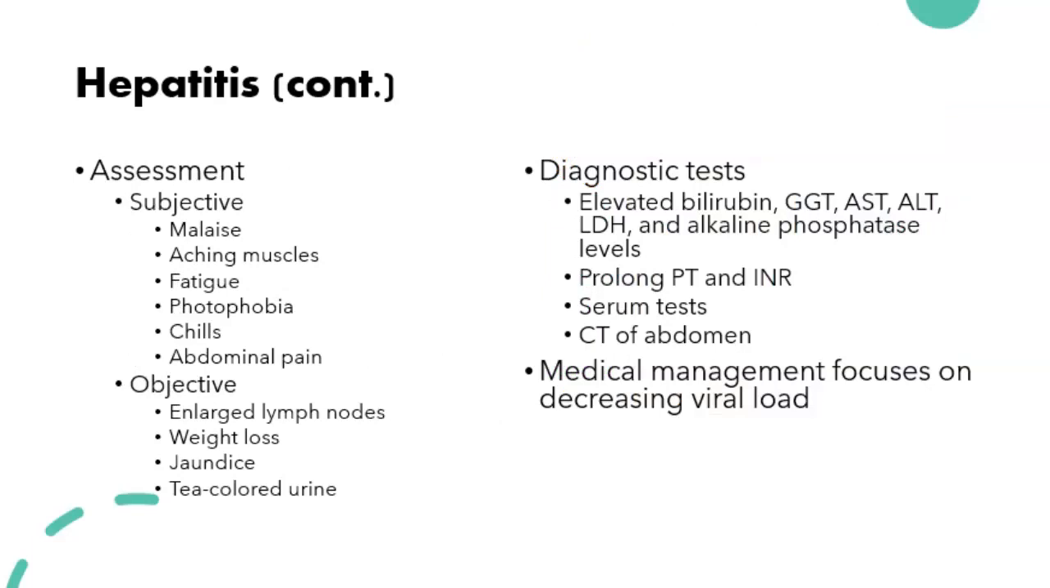Your symptoms for hepatitis are going to vary a lot, but many of your patients are going to be asymptomatic. So subjectively, they might complain of malaise, aching muscles, fatigue, photophobia, chills, and abdominal pain. Objectively, you might see enlarged lymph nodes, weight loss, jaundice, and tea-colored urine. Diagnostic tests: they will have elevated bilirubin, GGT, AST, ALT, LDH, and alkaline phosphatase levels, and prolonged PT and INR.